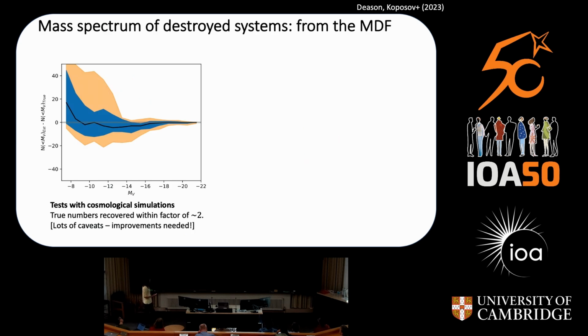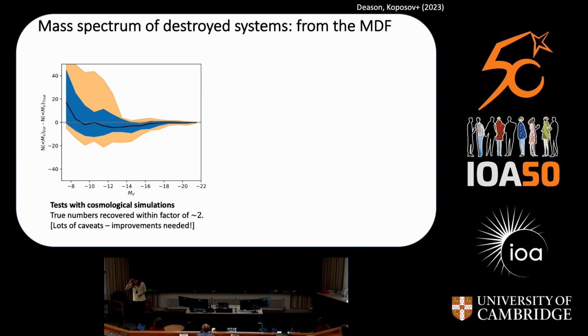We came up with this method, and again, it was just using metallicity data, and we tested it on cosmological simulations, which is quite a big step because there's a lot that can go wrong if you just put it straight on a cosmological simulation. There's a lot of systematics to deal with. And what we found is we could get the number of accreted or destroyed dwarfs as a function of luminosity relatively well, to within a factor of 2, just using this method.